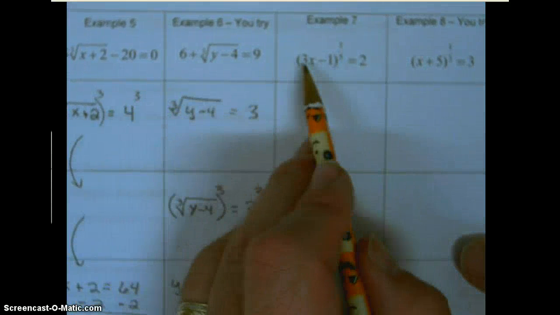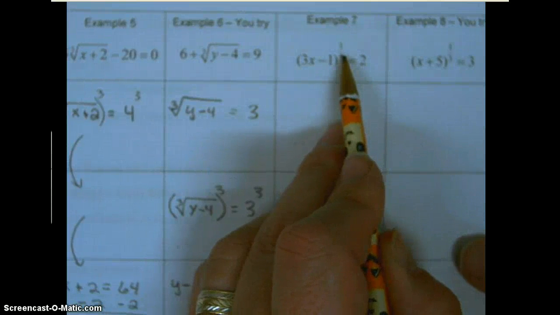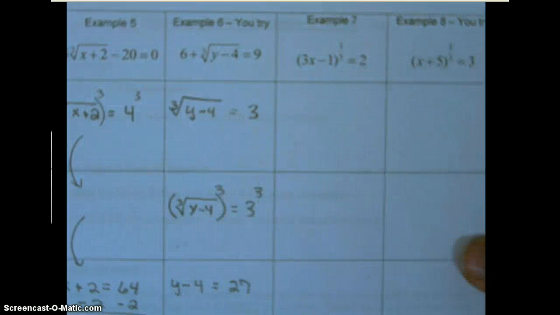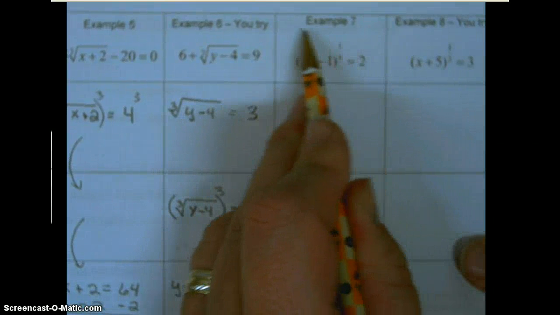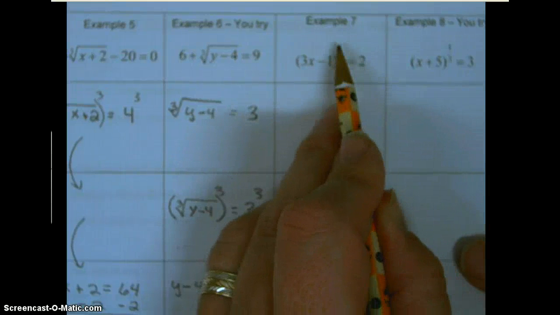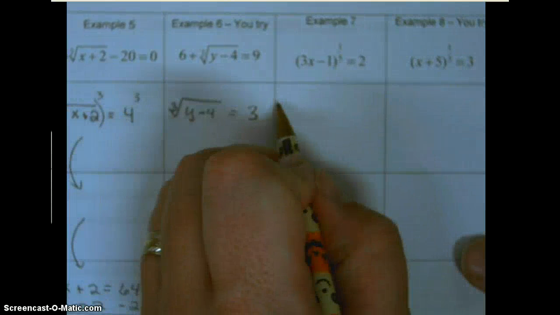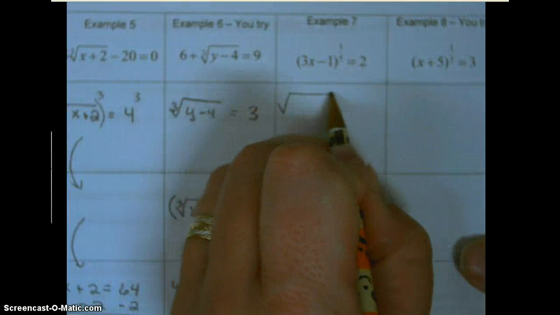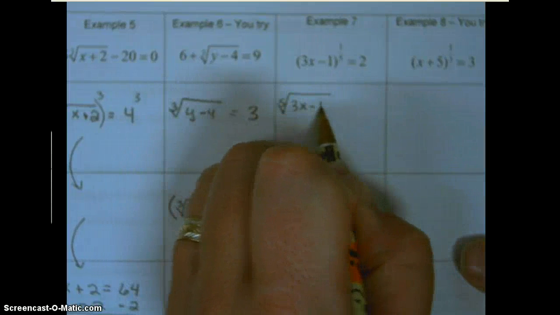Okay, let's look at this last example here. Here we have 3x minus 1 to the 1/5 power equals 2. Well, we want to isolate the radical. What radical? Remember, 1/5 power. 1 is the power, 5 is the root. So we could rewrite this as the 5th root of 3x minus 1.